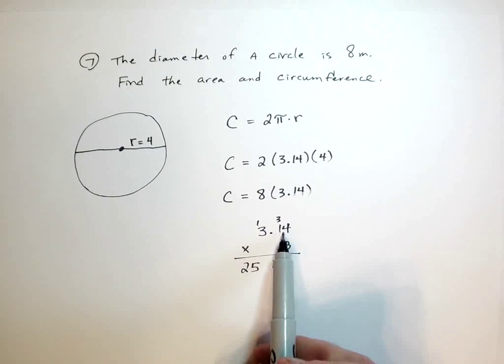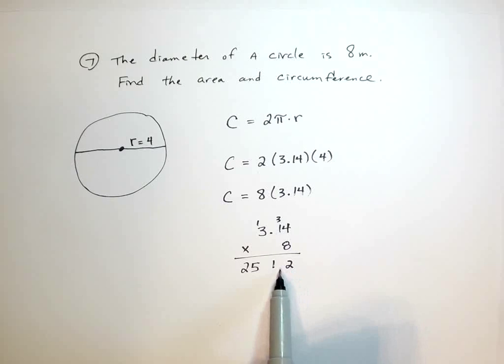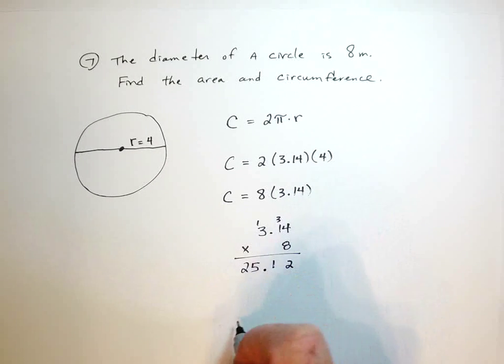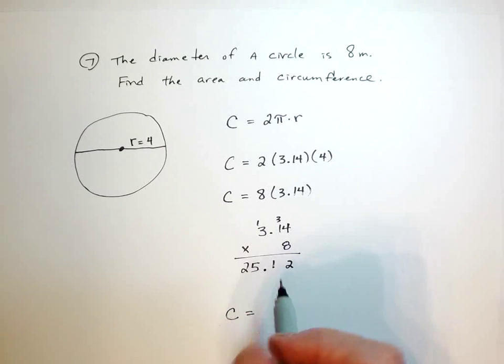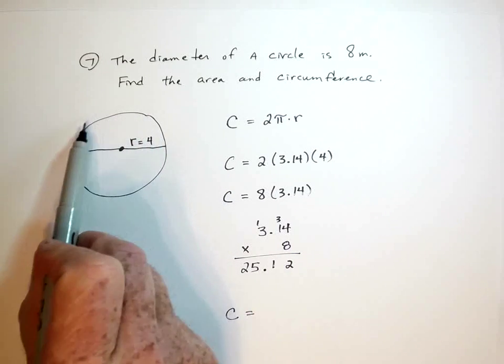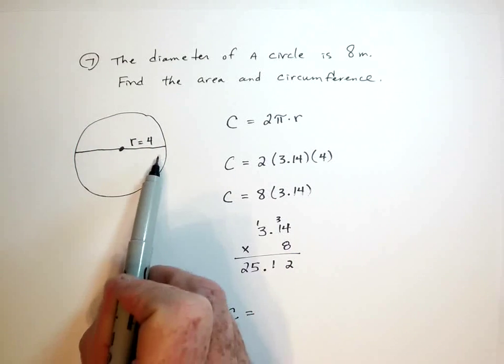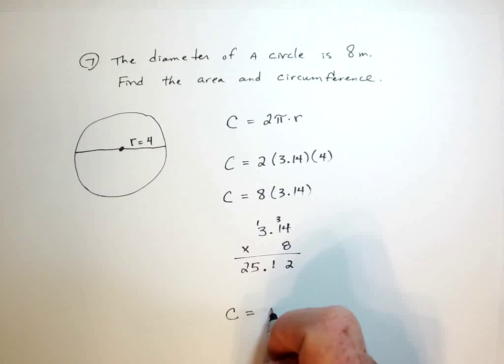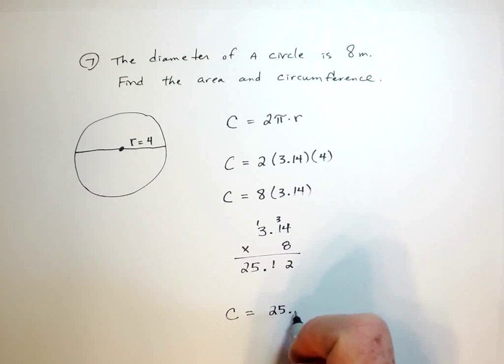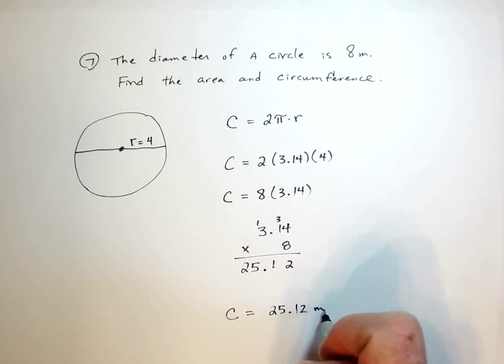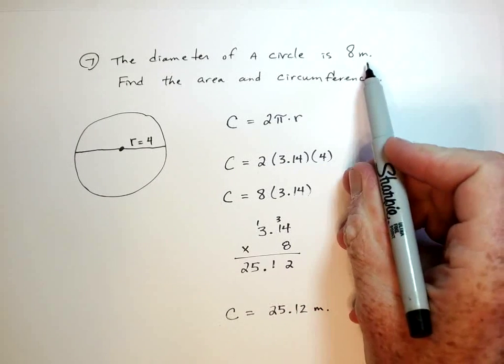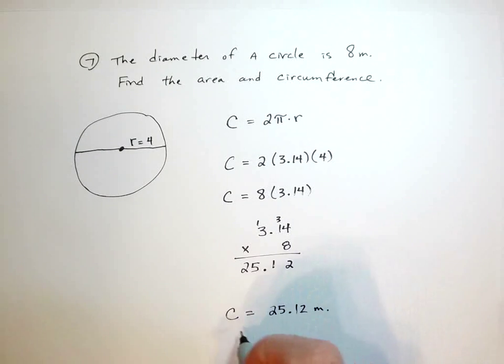Then move the decimal over by 2. The decimal goes right here. So the circumference, or in other words, the distance around the outside of the circle, if a person was to walk around the outside of the circle, would be 25.12. And then finally the units. The units were in meters, so the answer is in meters.